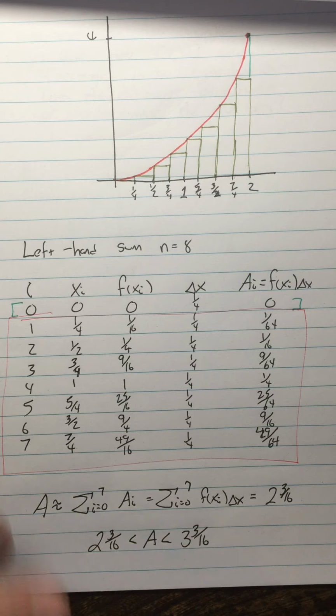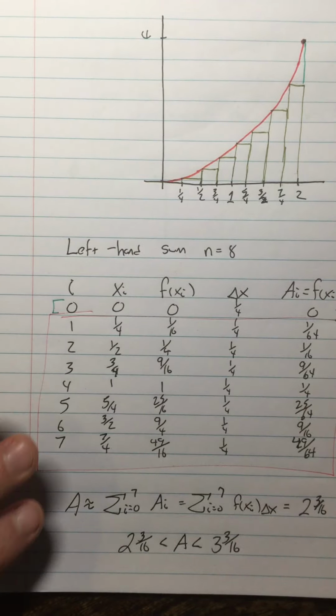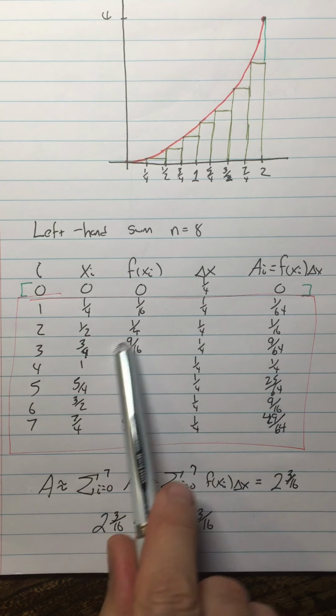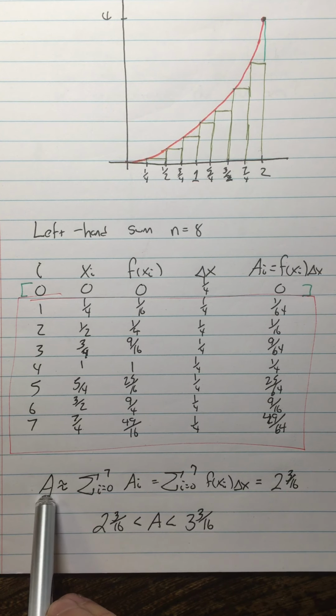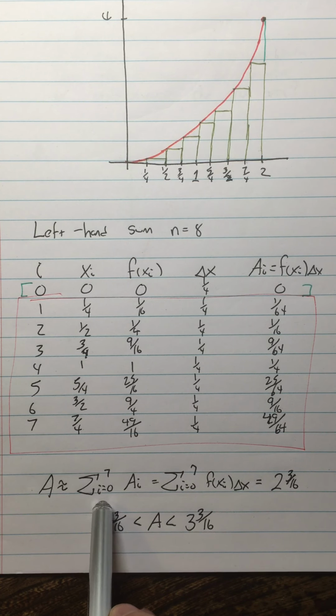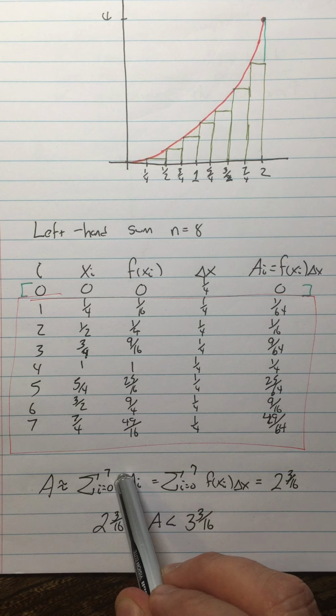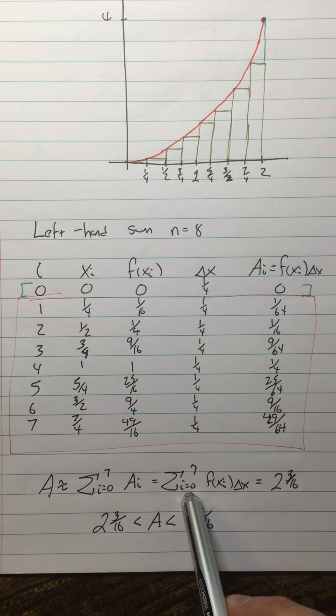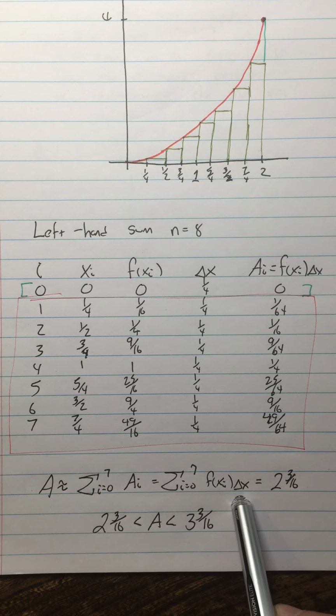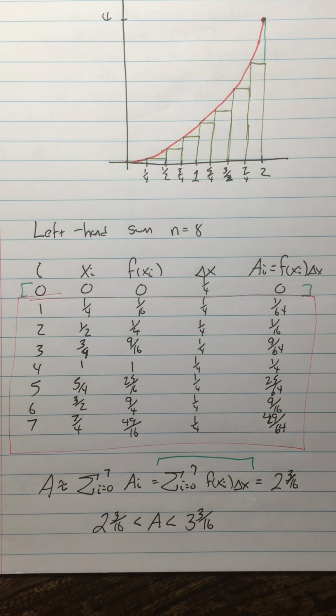But I've written everything out anyway, just to show where numbers are really coming from. So here's all the calculation. I'm saying that the area is approximately equal to the sum from i equals 0 to 7 this time of a sub i. So that's the sum for i equals 0 to 7 of f of x sub i delta x. Again, this is the expression we want to keep our eye on, because it's going to be key to what's coming. That got 2 3/16.